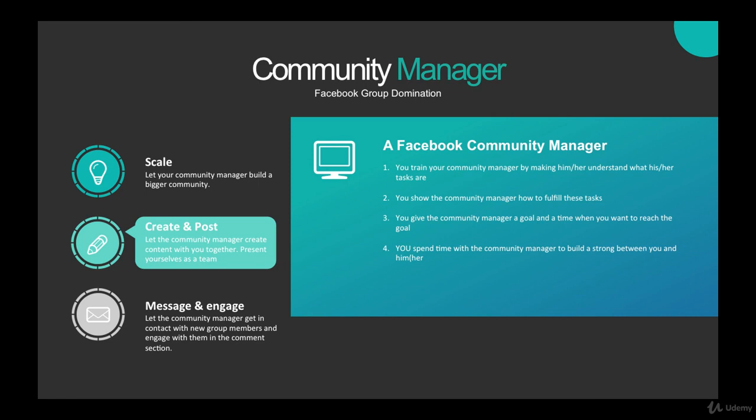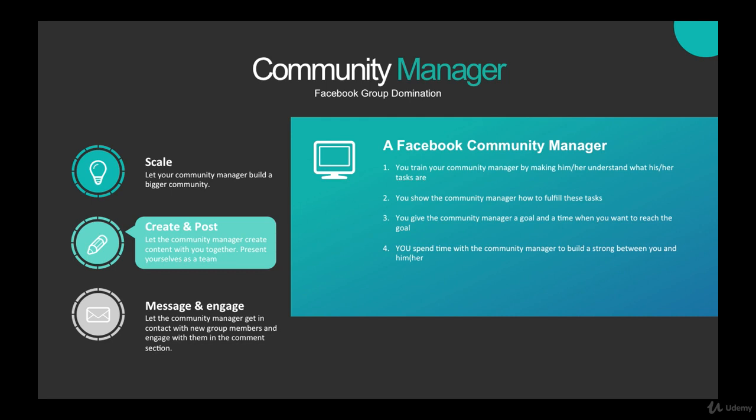Then, of course, how to train a community manager. So what exactly do you have to do in order to have a proper community manager? Well, the first one is you train a community manager by making him or her understand what his or her tasks are. So basically to tell the person, all right, on the left right here, these are your tasks. And then number two is you show the community manager how to fulfill these tasks. You want to make sure that the community manager has a clear guideline. He wants to know what exactly he or she has to do.